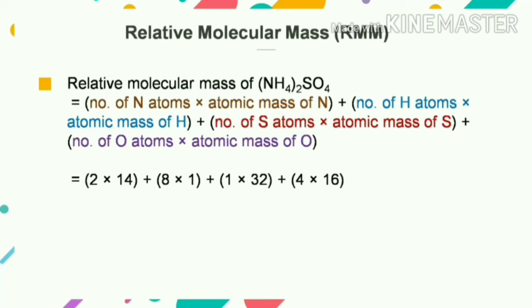Then we have 4 oxygen atoms here and the atomic mass of oxygen is 16. So 4 is multiplied by 16. And after calculating it, we got the value equal to 132. So the relative molecular mass of ammonium sulfate is equal to 132 atomic mass units.